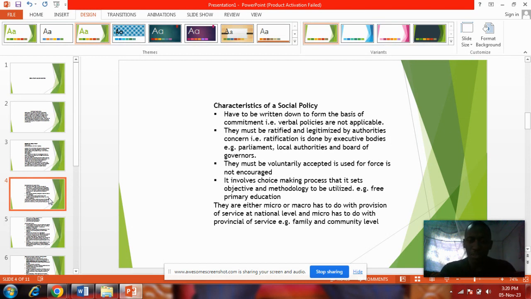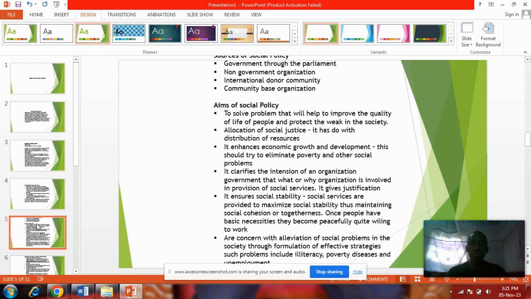The other one is they must be voluntarily accepted; use of force is not encouraged. The other thing is it involves a choice-making process that sets objectives and methodologies to be utilized, e.g. free primary education. They are either macro or micro. Macro has to do with the provision of services at national levels, and micro has to do with the provision of services at family or community level.